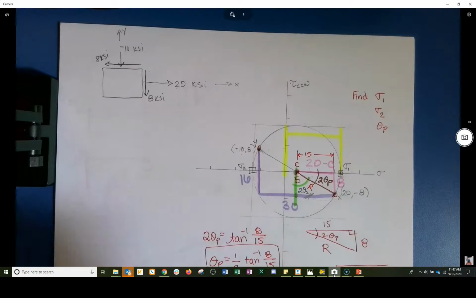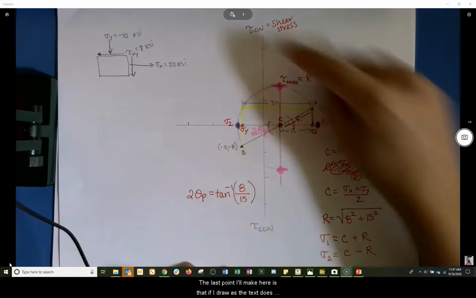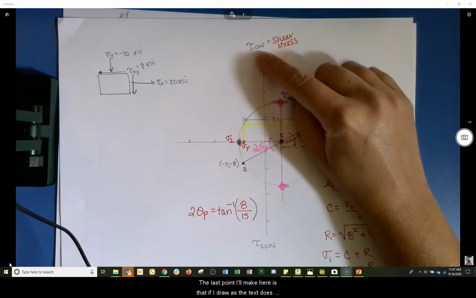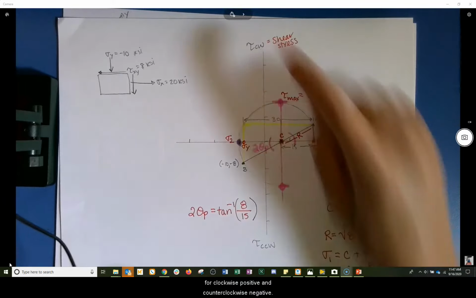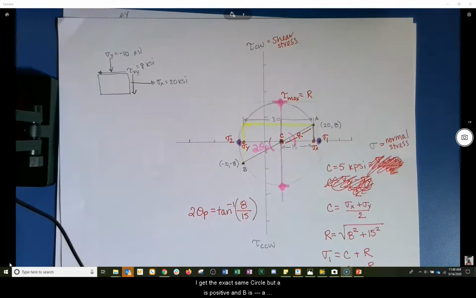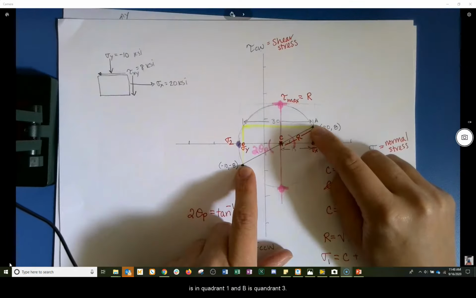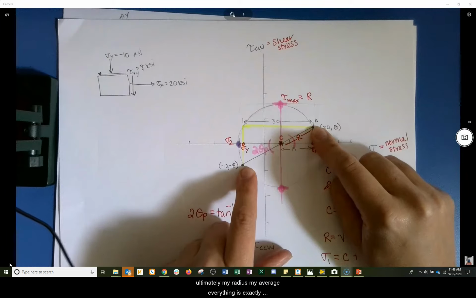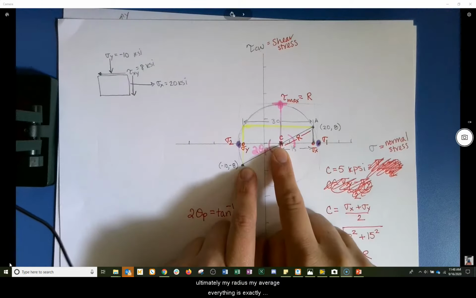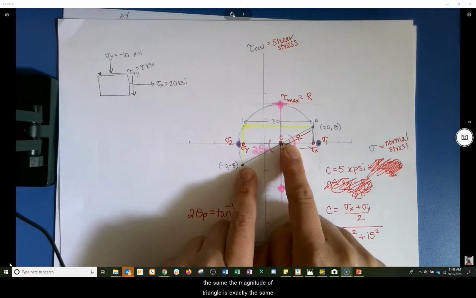The last point I'll make here is that if I draw as the text does, clockwise positive and counterclockwise negative, I get the exact same circle, but A is in quadrant 1 and B is in quadrant 3. Ultimately, my radius, my average, everything is exactly the same. The magnitude of my angle is exactly the same.